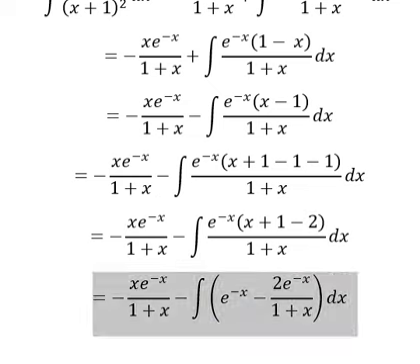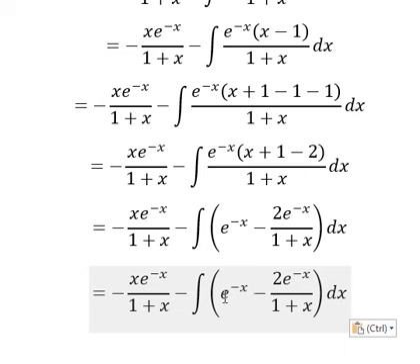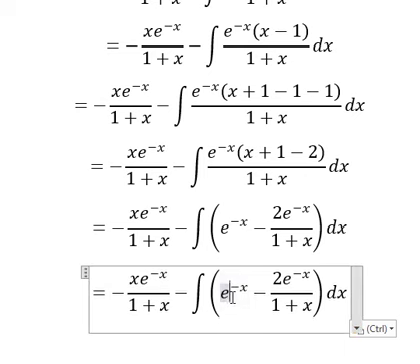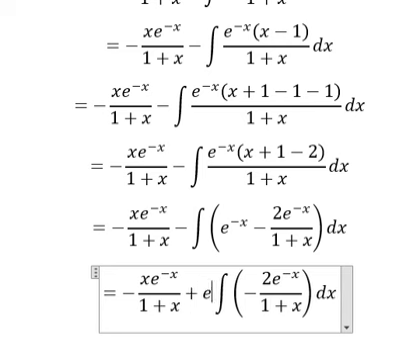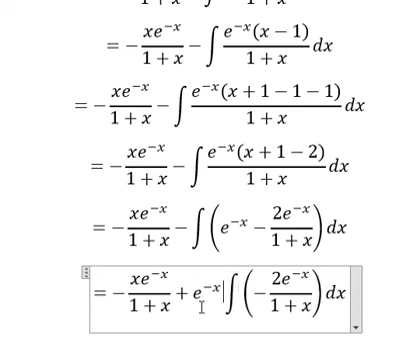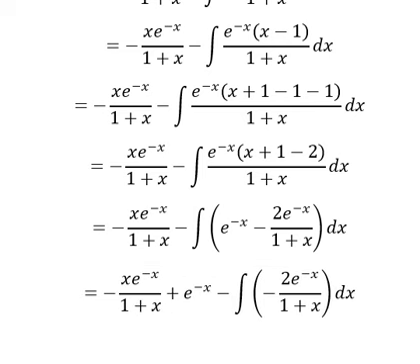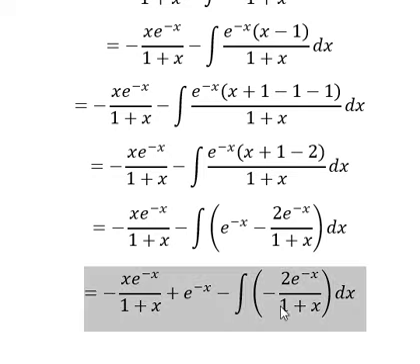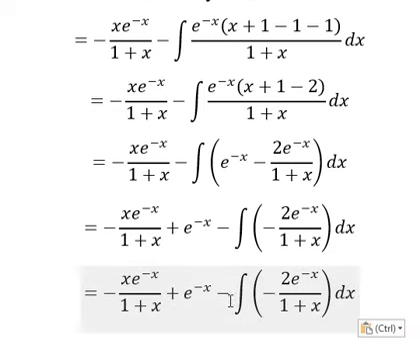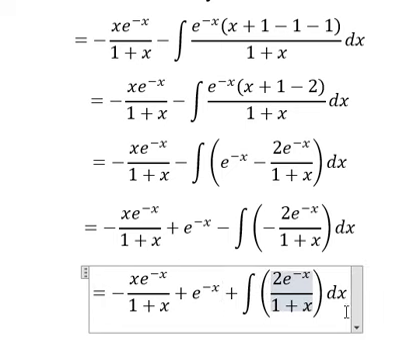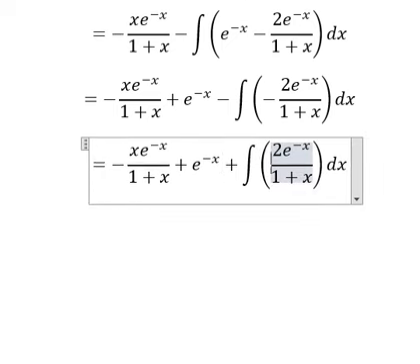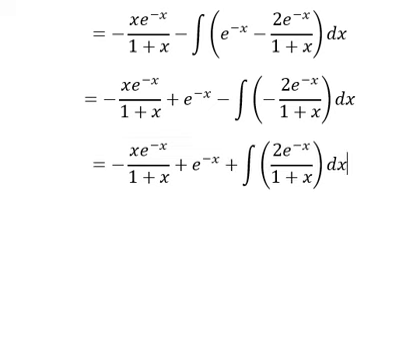So the integration of e to the power of negative s, we have negative, and we have another negative in here, and that's positive. Next, negative and negative, we have positive. So I will focus on this one.